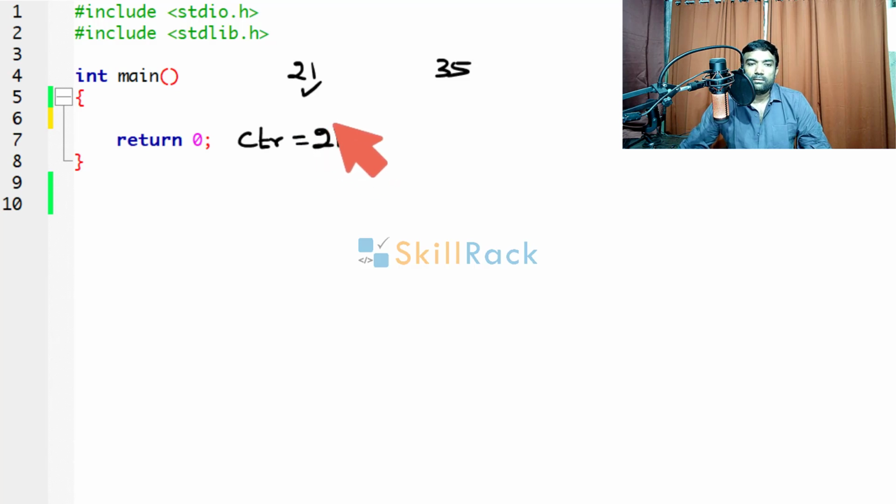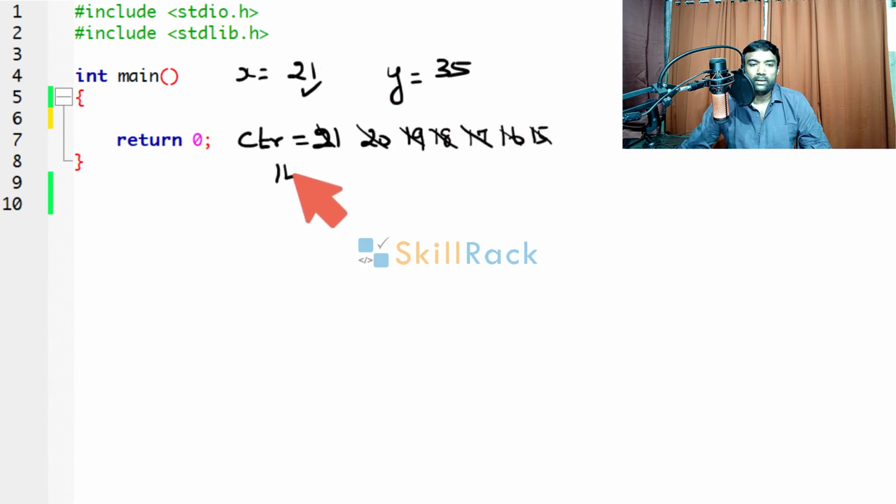Now check whether 21 is dividing both. Let's say this is x and this is y. Now we are checking whether the counter value is dividing both x and y. 21 is dividing 21 but not 35. Then decrease by 1. 20. It is not dividing any one of them. 19. No, it is not dividing. 18. 18 is not dividing 35. 17. No. 16. 16 is not dividing 21. 15. No. Then 14. No, it is not dividing 21.